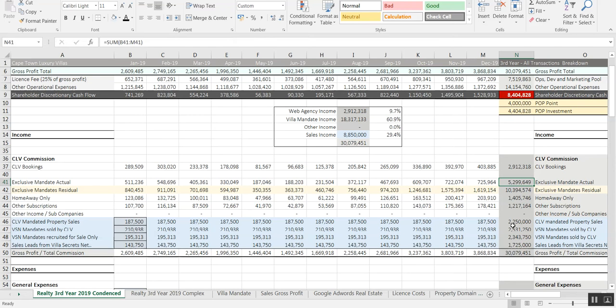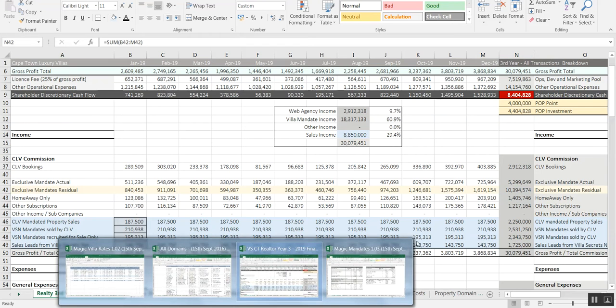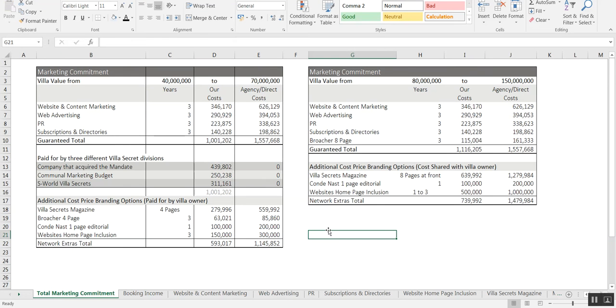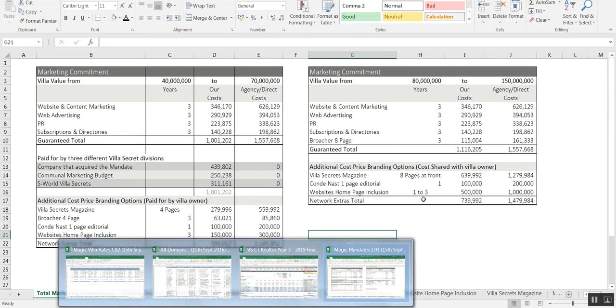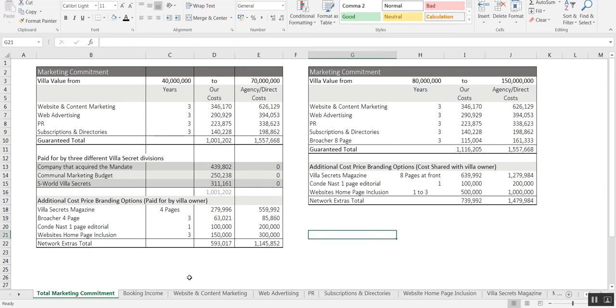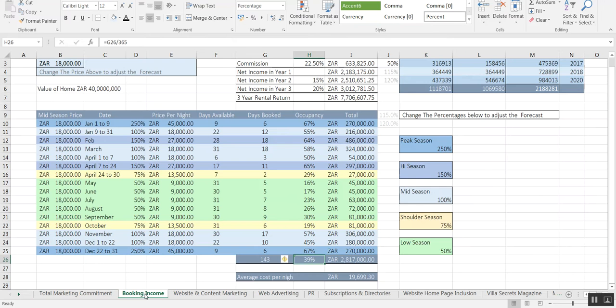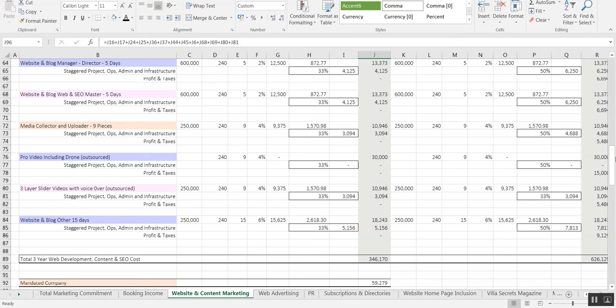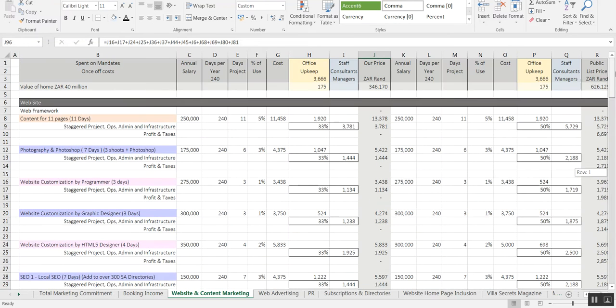But below, and this is the magic, 10 million is made from the marketing we do. Remember, we're putting R1 million into marketing. And let's have a look at what that buys. This is on the Magic Mandates spreadsheet, which you can download off of the mandates pages. Okay, this is booking income. This is what we're buying. This is what we're doing.